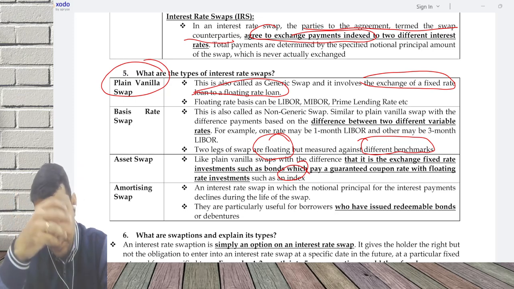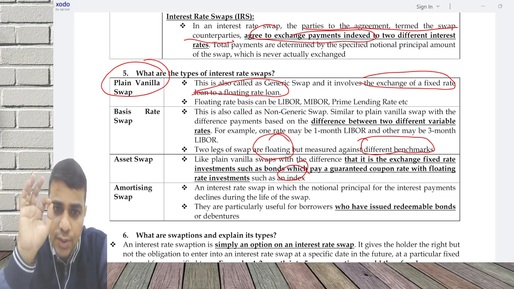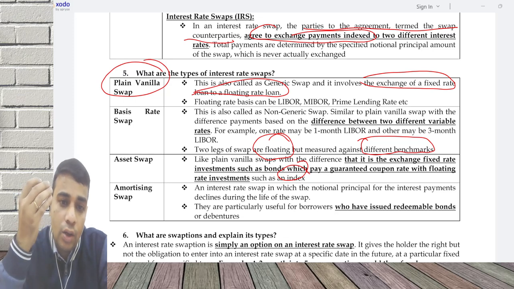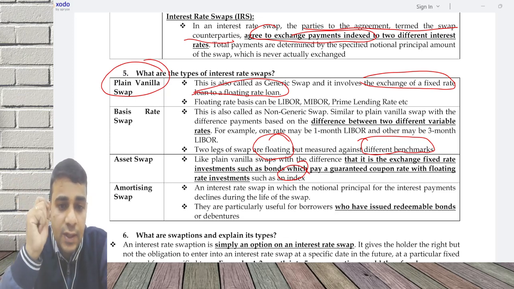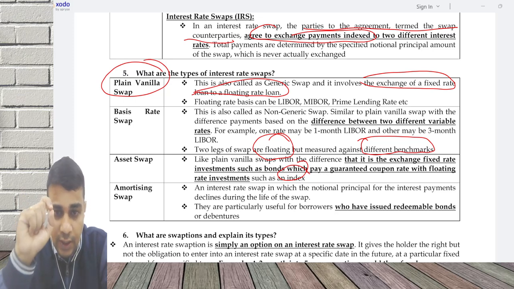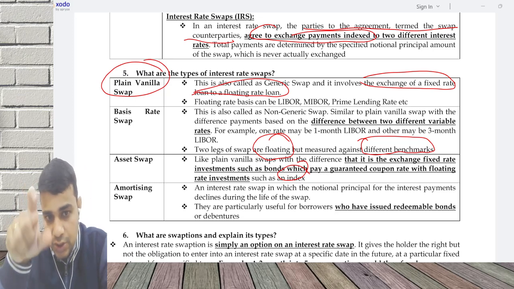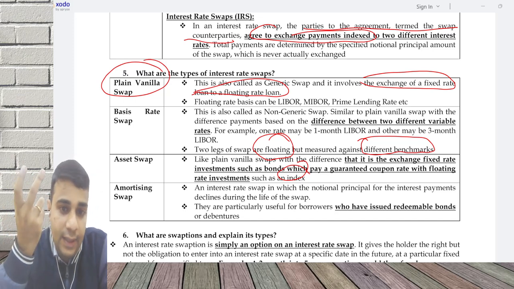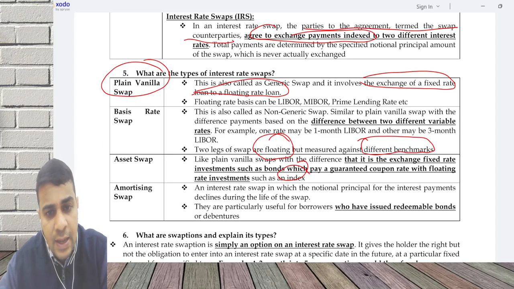That is, I plan to borrow after 6 months. When I plan to borrow after 6 months, I am going to take a floating loan, which I may or may not want to convert into fixed. Floating to fixed conversion can happen through an interest rate swap, and I may or may not enter into it. That flexibility comes through a swaption. It gives you a right but not an obligation.